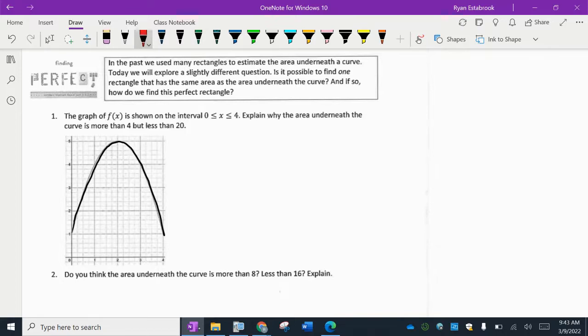Question number 2 says, do you know that it's more than 8? So I'll go back in here again. This area is 4. There's 5, 6, 7, 8. Those are perfect squares, so I know those areas are exactly 8. So I know it's still more than 8.